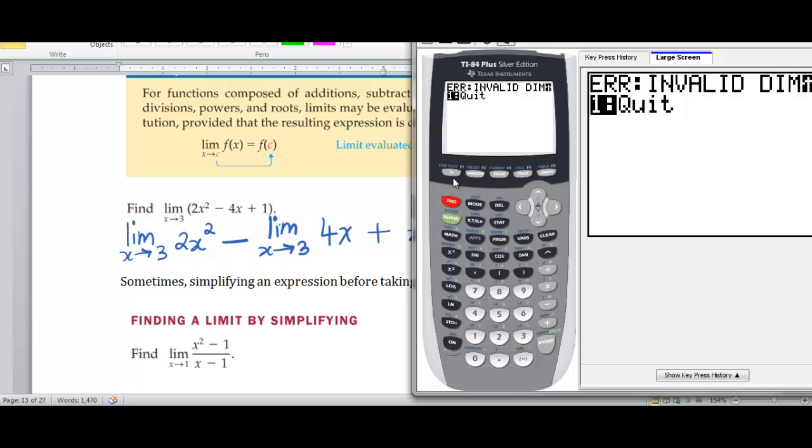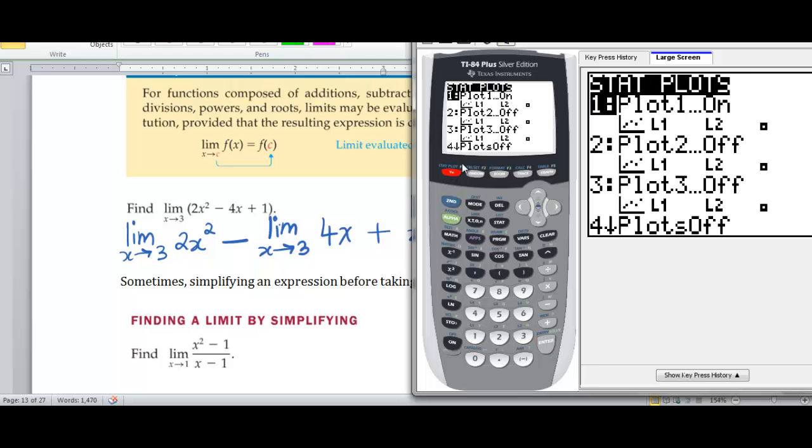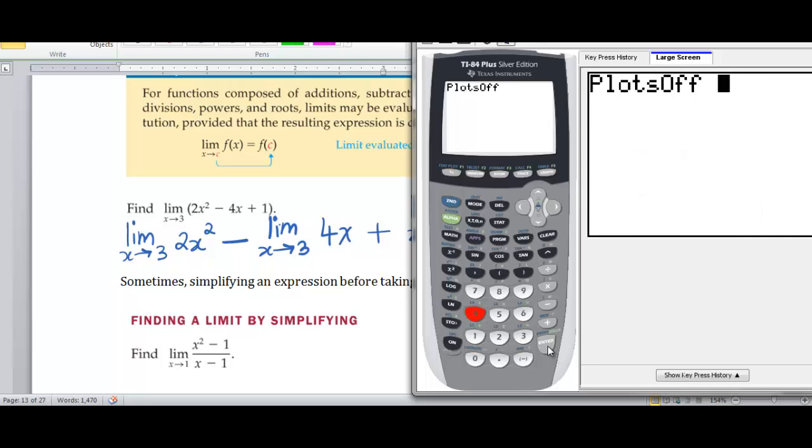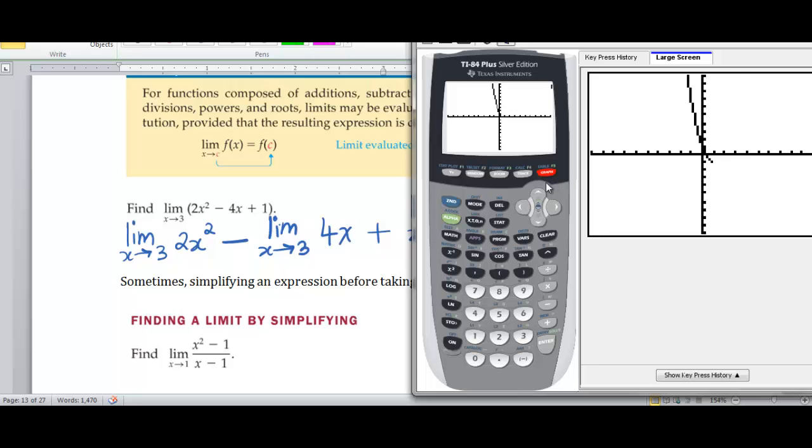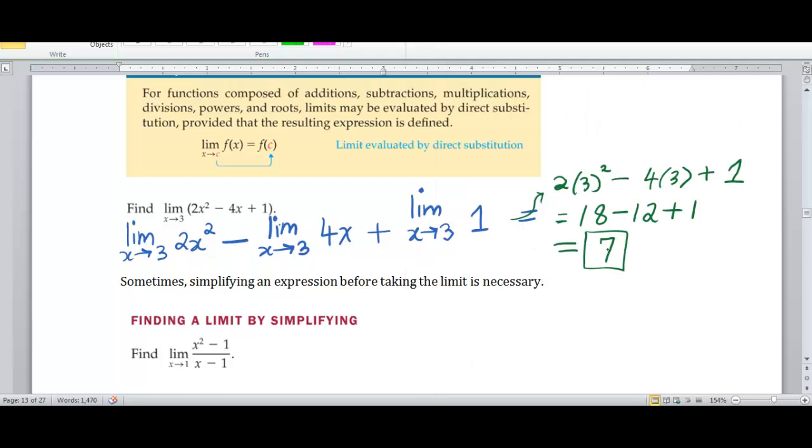I think I know what's going on. Let me go to my stat plot. Sometimes if this happens, you just have to troubleshoot, right? My plot 1 is on. I want to turn my stat plots off. When you're doing algebra, you don't want any of the statistics stuff on. Now let's graph it. There you go. So when x is 3, let me do graph trace 3, y approaches 7, right? And that's from the right and the left, y is equal to 7, which is what this is showing here.